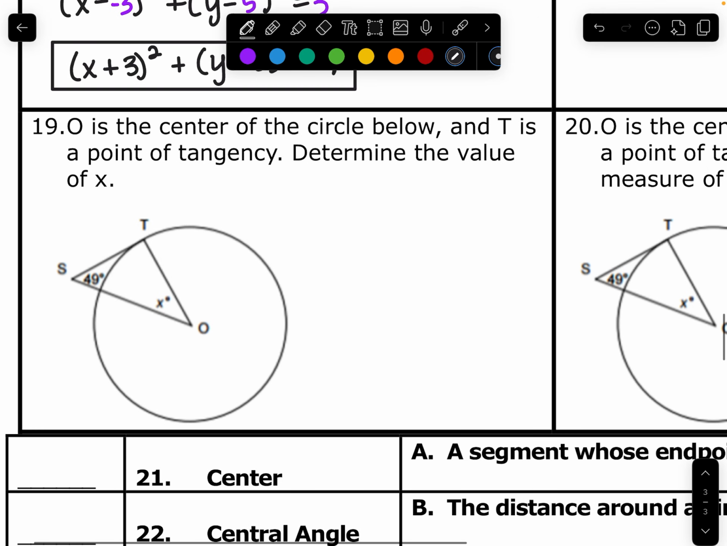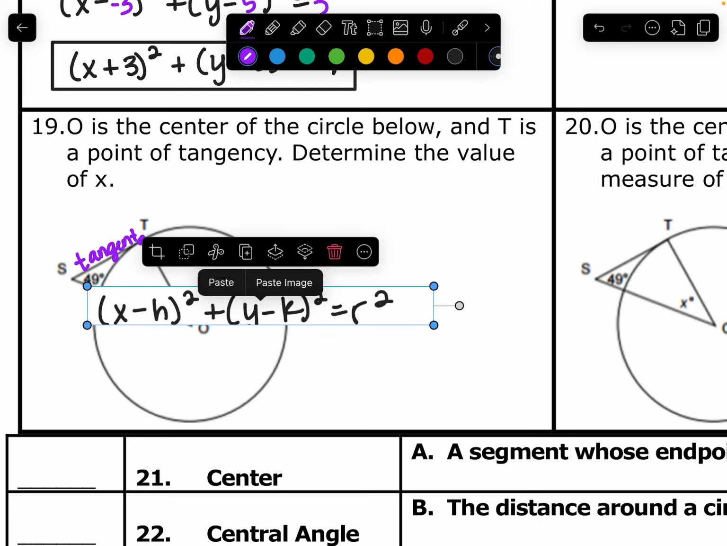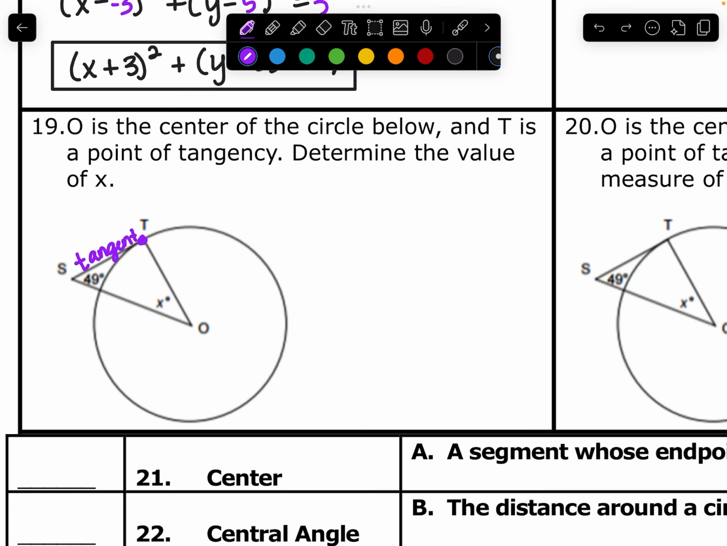And number 19, O is the center, T is a point of tangency, determine the value of x. So they said that if T is the point of tangency, that would make this a tangent line. And O has been determined as the center, which means this is a radius. And there's a 90-degree angle between every radius. That is not how you spell radius, I'm so sorry. Okay, there's 90 degrees between each radius and the corresponding tangent line.